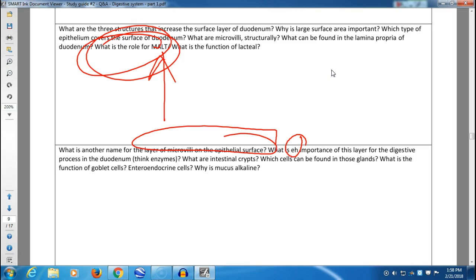What does enterokinase do? It activates something. Enterokinase, trypsin. Yep, trypsinogen to trypsin.